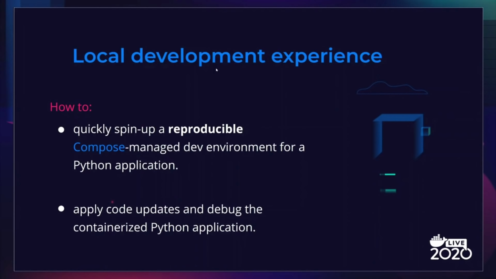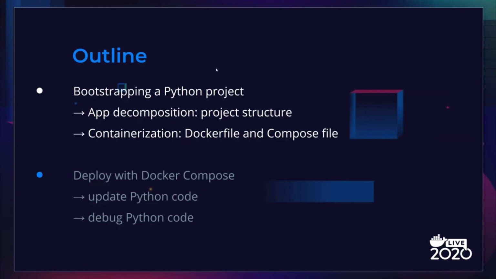So for this, we are going to tackle two main points during this presentation. First is how can we quickly spin up a container-based dev environment for a Python project. And second, once we have this isolated dev environment, how can we update and debug the Python code? So we address these matters in two main parts, and for each we analyze several aspects.